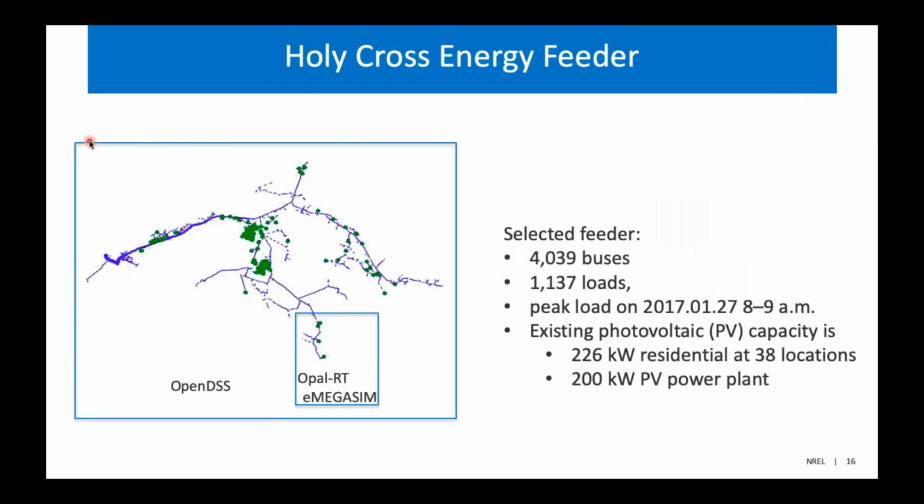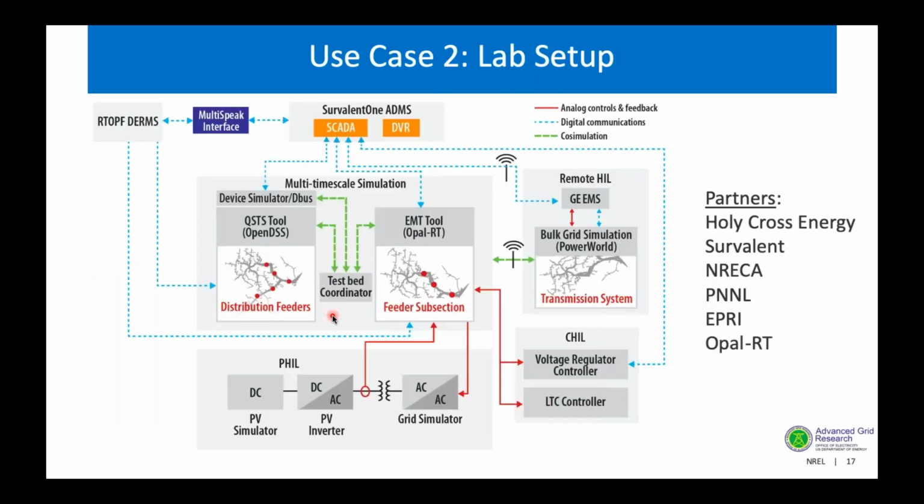Here is the Holy Cross Energy feeder that we are modeling. It's over 4,000 buses. In this case, we use OpenDSS for most of the feeder and then eMEGASIM for part of the feeder. And this is the part of the feeder where we connect the hardware to the system. Here specifically, the hardware that we're connecting is the voltage regulator controller and LTC controller.